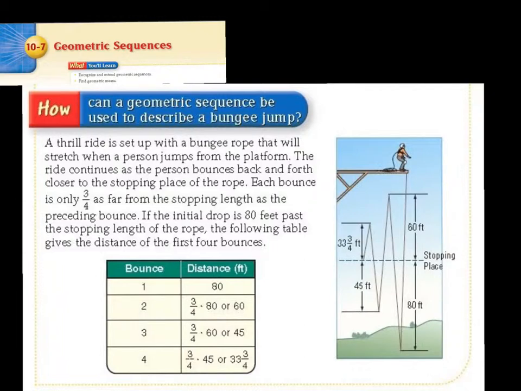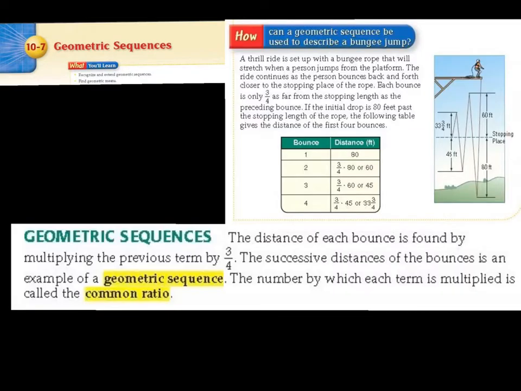If the initial drop is 80 feet past the stopping length of the rope, the following table gives the distance of the first 4 bounces. So the first time they drop all 80 feet, then 60, 45, and finally only 33 3/4 feet. The distance of each bounce is found by multiplying the previous term by 3/4.